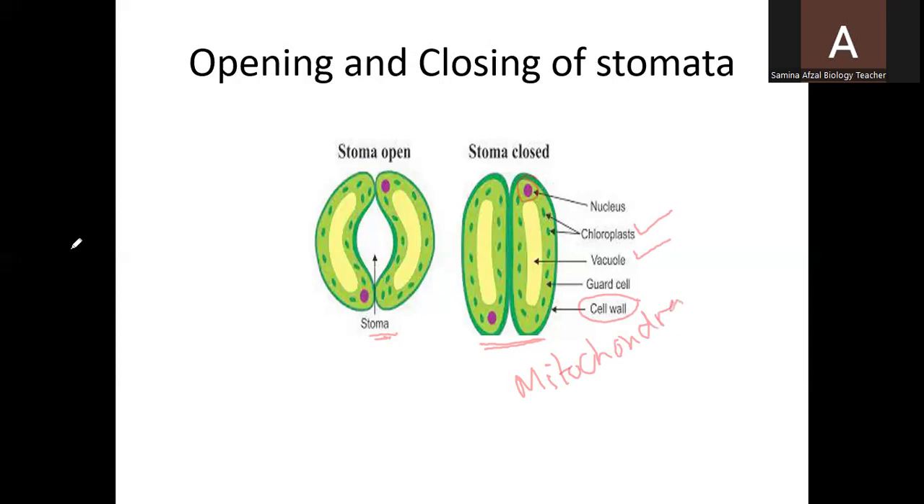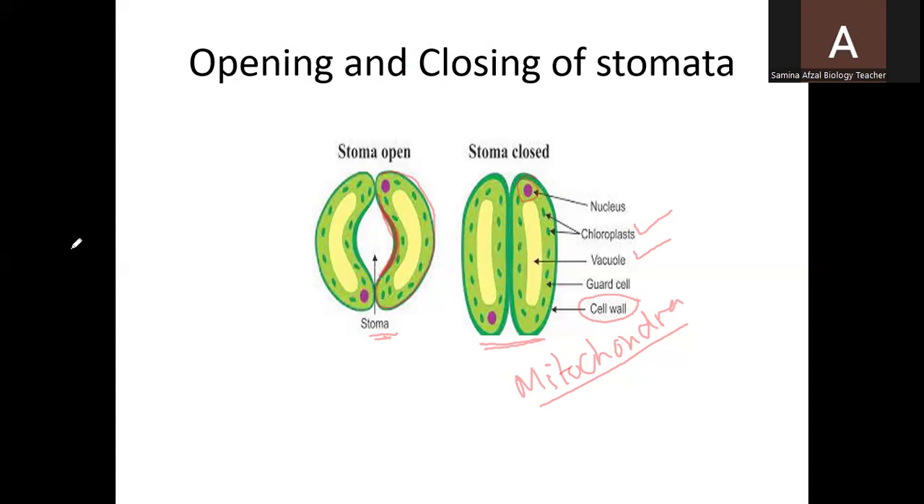Mitochondria are there because guard cells have to open and close the stomata. So that is the reason mitochondria will be there to provide energy. And here you can see that when they are open, their bean shaped curvature is formed because of the cell wall, because the other parts of the cell wall are flexible, but the central part of this cell wall is hard and less flexible.